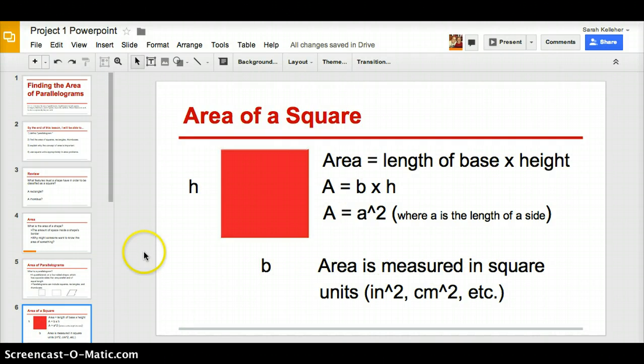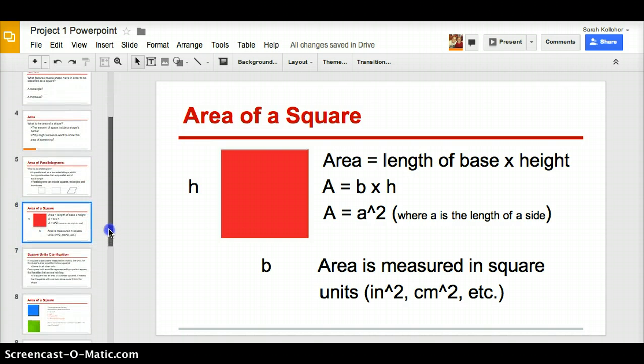First, we're going to learn how to find the area of a square. The equation to find the area of a square is area equals length of base times height, or A equals B times H. Because a square has all of its sides equal, however, you can use the equation area equals one side squared. In the equation written on this slide, A equals a squared. a represents the length of one side.